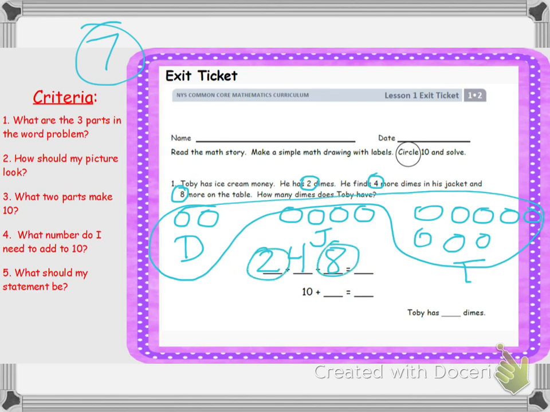So now, what number do I need to add to 10? Well, that's 4. Let's add it. 10 plus 4. 10 plus 4 is 14. So that means that 10 plus 4 equals 14. 2 plus 4 plus 8 also equals 14. Toby has 14 dimes. Remember, you could have counted it. You circled 10, 11, 12, 13, 14. You can count on.